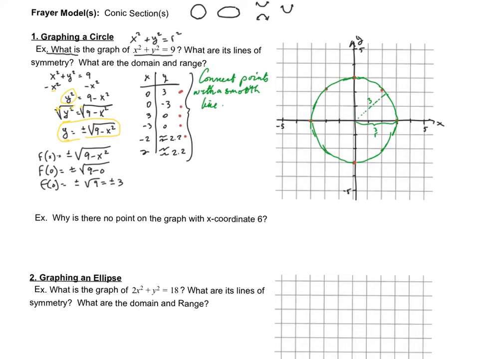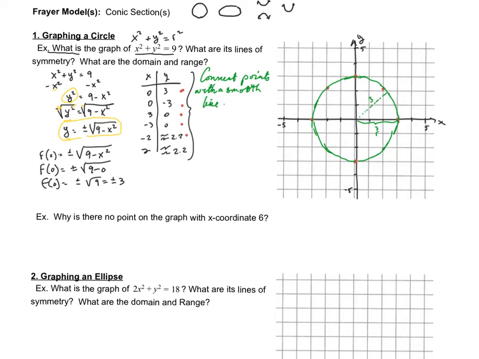Let's see here, what else do we need to know? It has asked us, what are our lines of symmetry? Well, if I draw a straight line through the center of the circle, the origin, I'm going to get lines of symmetry. This side is symmetric with this side. As long as I'm going through the center, I keep having symmetry. So with a circle, the number of lines of symmetry that you can draw is unlimited.